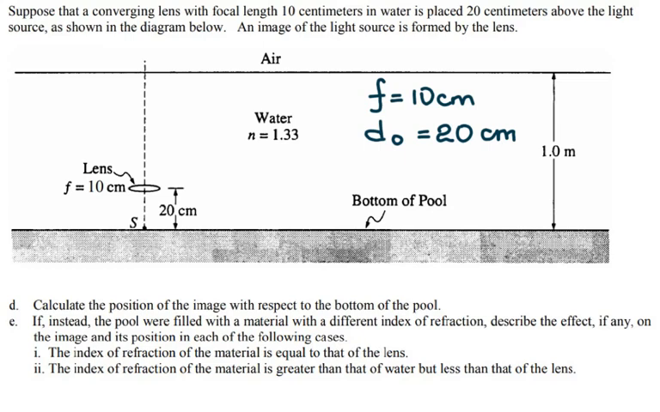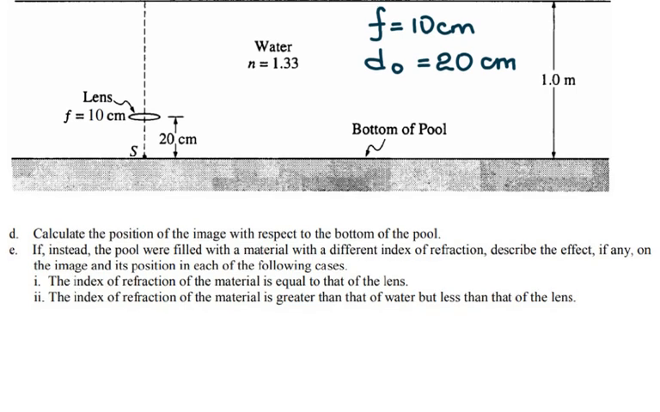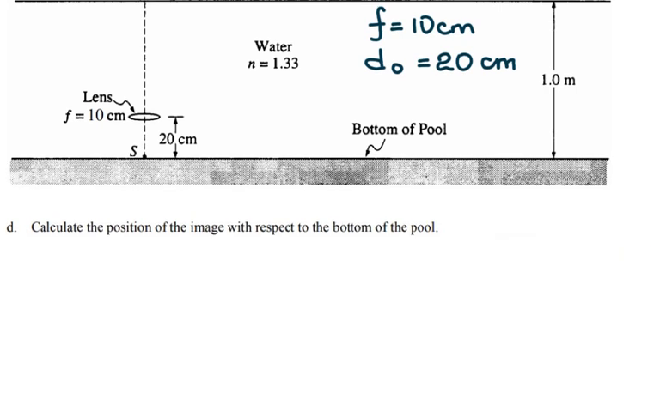So what I have is the focal length is 10 centimeters and the distance to the object, which is the source of the light, is 20 centimeters. I'm going to scroll a little bit down so we can have working space to work out the D part. So to calculate the position of the image, I have to use the lens equation, which is 1 over the focal length is equal to 1 over the distance to the object plus 1 over the distance to the image. The focal length is 10 centimeters.